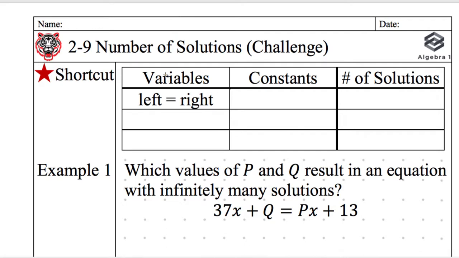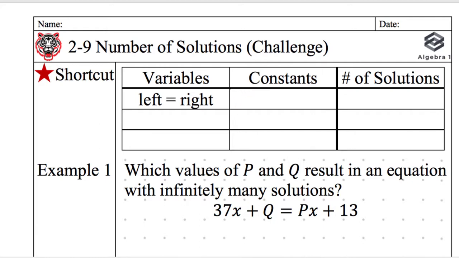This is assuming that both sides of the equation have been simplified. After you simplify both sides of the equation, if the variables on the left look like the variables on the right, and something happens with the constants as well, that will be either infinite solutions, one solution, or no solutions. So let's write here, we'll make the constants left equal right as well.